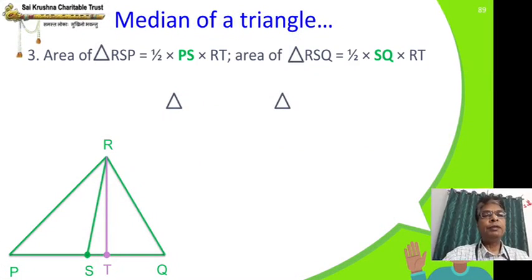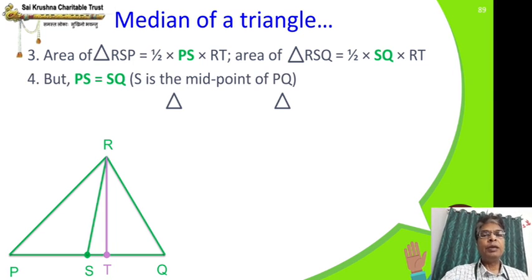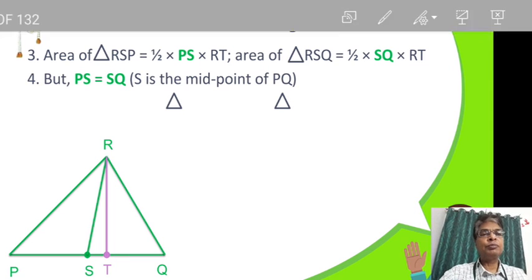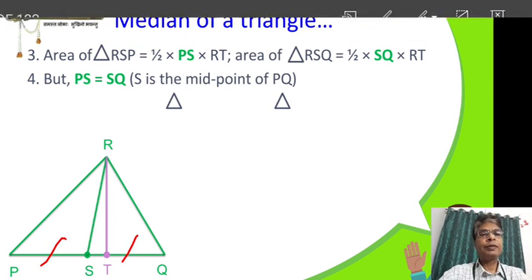So we can see here, area of triangle RSP equals half PS into RT. PS is the base, RT is the height. Similarly, area of triangle RSQ equals half SQ into RT, the same thing. But PS equals SQ. S is the midpoint of PQ, correct? So I will just put this, you will know PS equals SQ, correct?